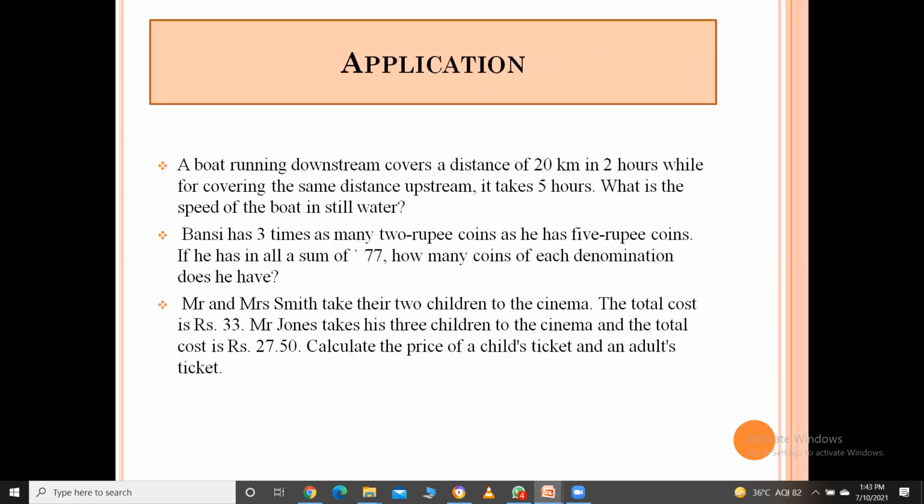And there are a number of applications that arise from this linear equation, such as a boat running downstream covering a stream. In these word problems, firstly we conclude the equation from the statement, then we solve it according to the equation and get the value.